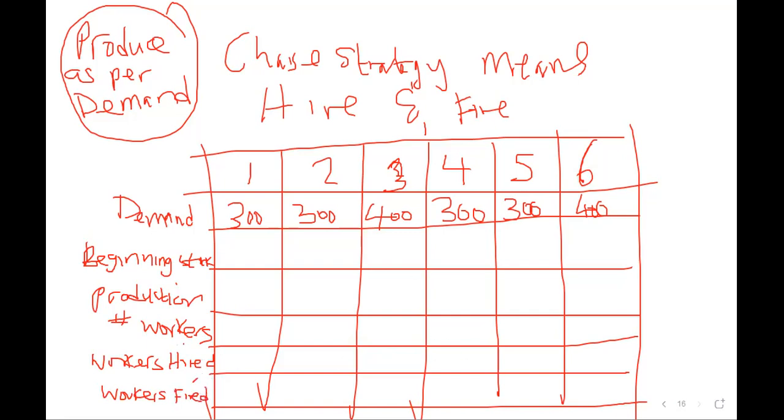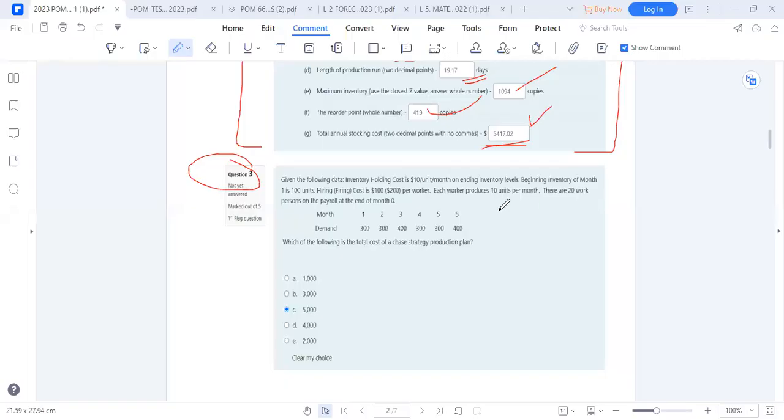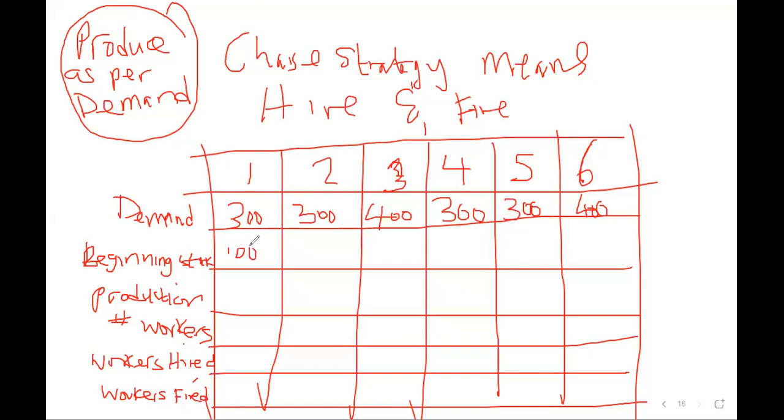So beginning, we can go back and check in the question what we have here. Beginning inventory for the month is 100 units. So beginning is 100. So we produce as per demand, meaning that what we need to produce here is 200 so that we can meet the demand. So here we're going to produce the 300. Here we're going to produce 400 because we're producing to match the demand. Here is 300. Here is 300. And then here is 400.